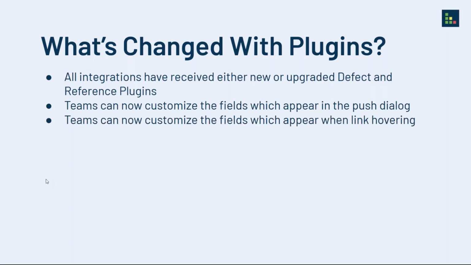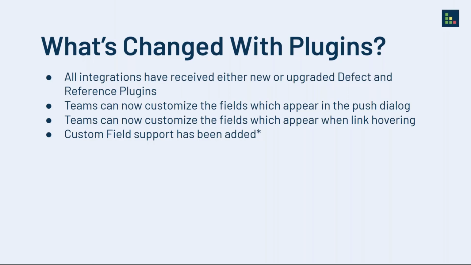You can now also customize the fields which appear when you hover over links. Previously this wasn't available with any tool. You can now customize the data which appears when you hover over a defect or reference ID to retrieve that information from your external tool. So you are not confined to a default set of fields. You can also include additional data, eliminating the need to leave TestRail to see additional information if you need it.